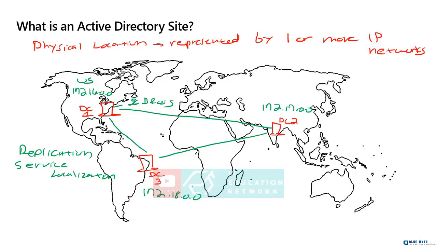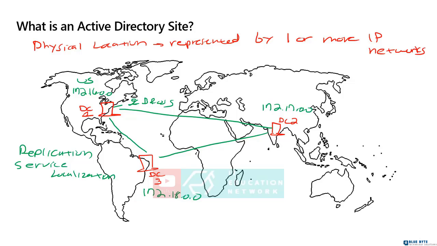What I can now do, I can schedule when replication occurs between the US and my India domain controllers. Maybe I want that to be every 3 hours. Then I define that to replicate on that schedule. The service localization means whenever you connect to resources, you would always use local resources first.